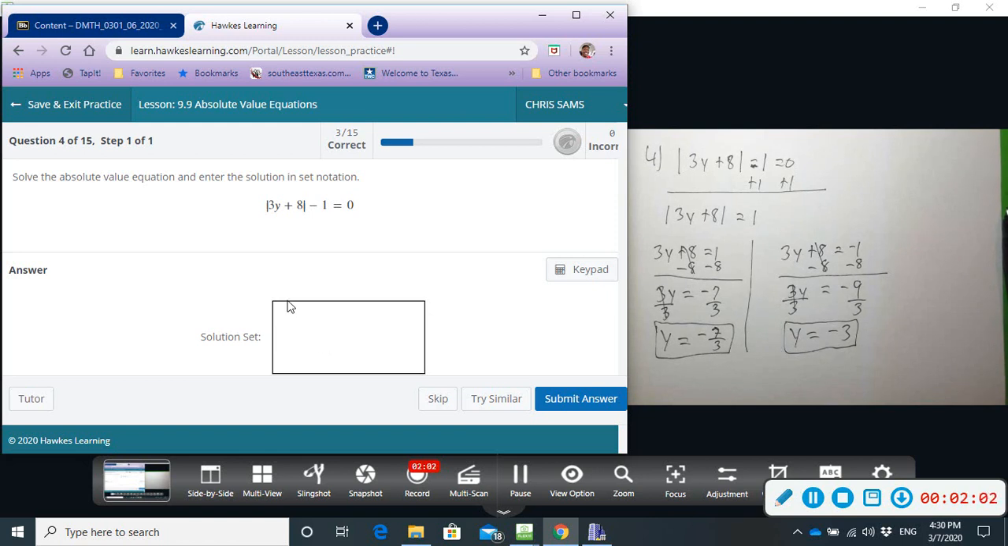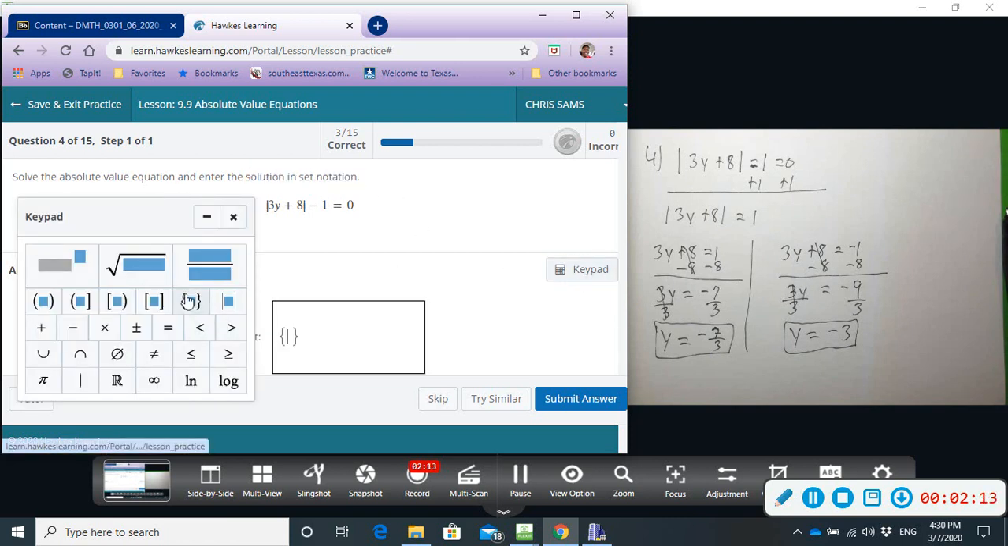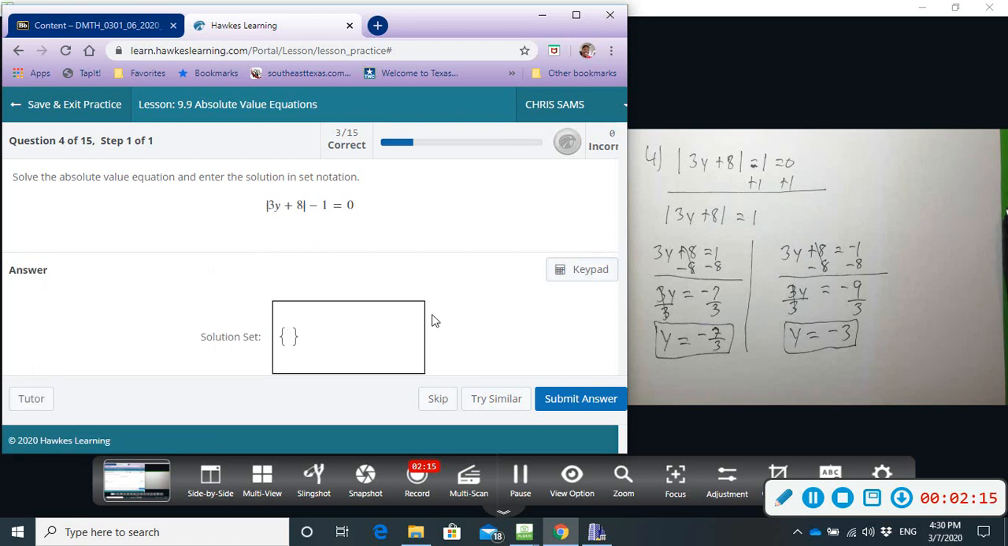So our solution set, and since they're asking set, I think we want to do the curly bracket. Anytime you say solution and set notation, we want to do curly brackets. So you can click those from the keypad, and then we'll do negative 7 over 3, and then separate the next answer with a comma. Negative 3.